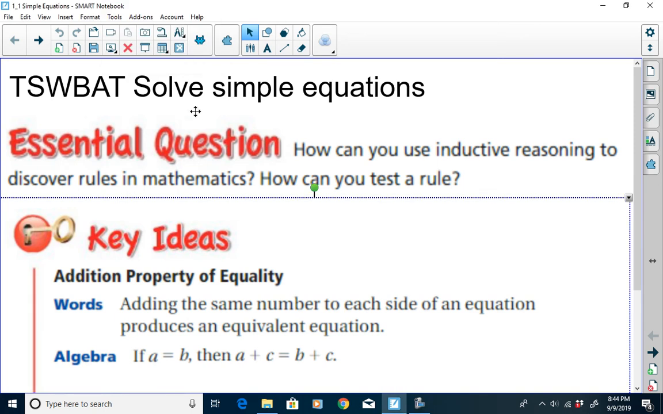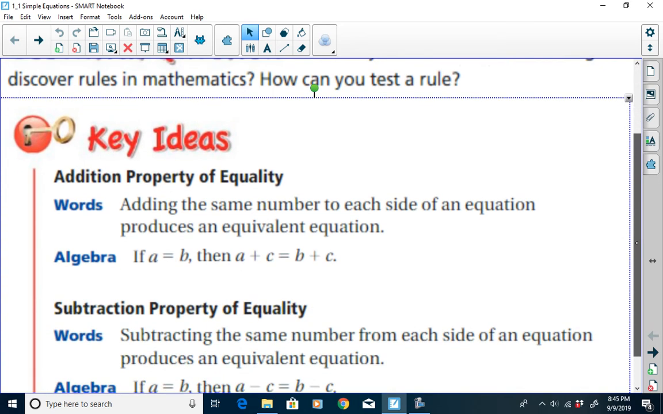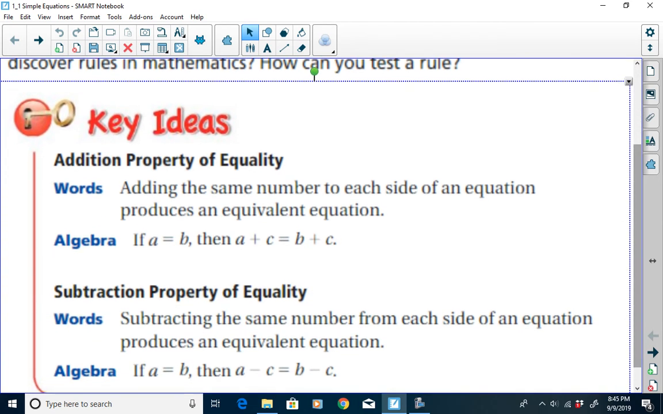Our lesson today is to be able to solve simple equations. The key ideas here are these properties of equality. The addition property of equality says that if you add the same number to each side of an equation, the equation remains true.